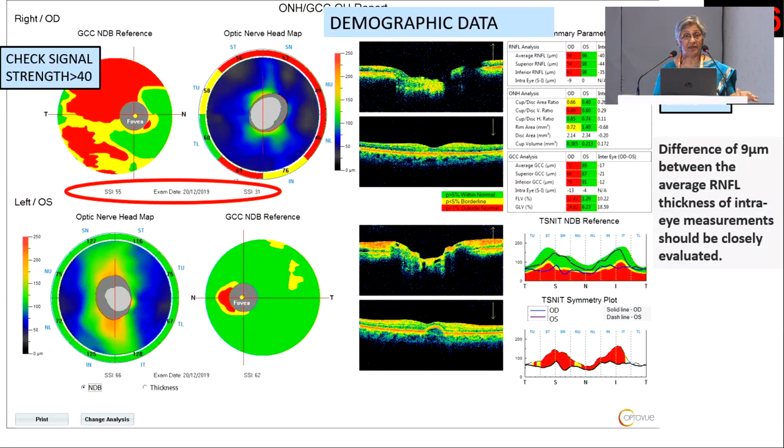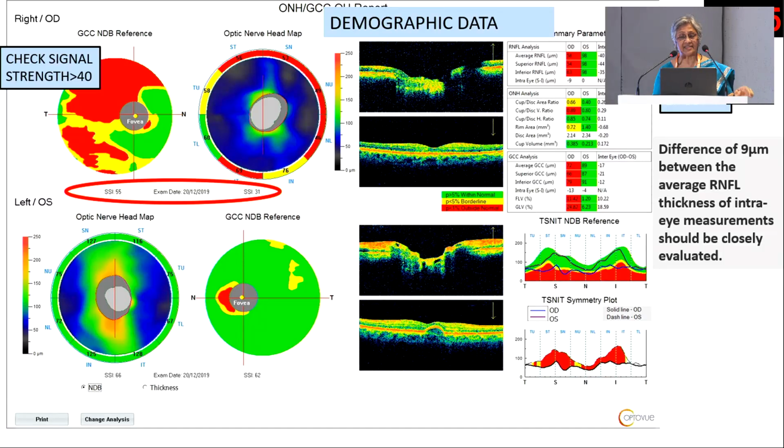Now, a very important fact to remember is to check the signal strength of every OCT that you're looking at. This is an RTVue OCT where, as per the manufacturer, it should be over 40. In this patient, we found that the SSI in the right eye was 55 and in the left eye was 31. And we also found that the average RNFL thickness in the right eye was 58. We all know that average RNFL should be approximately 98 to 100 in Indian eyes. And the left eye was 98.